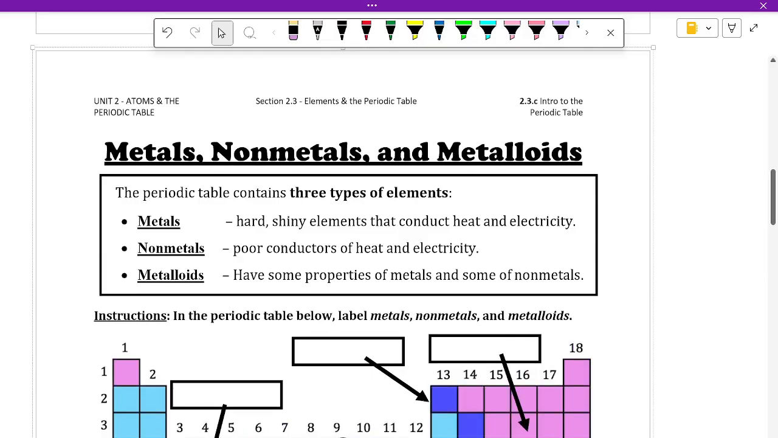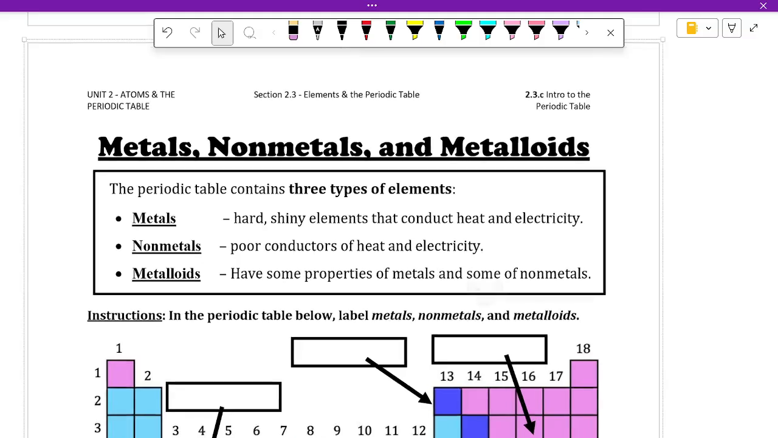June, you want to get your book out? Your book? You left your book at home. Okay, I'm going to lend you one. Okay.